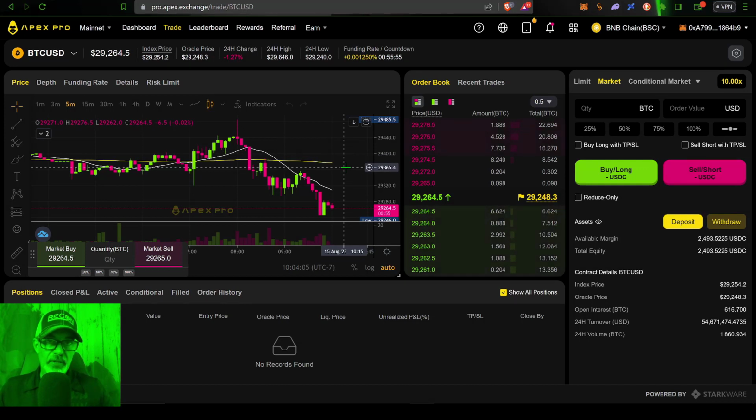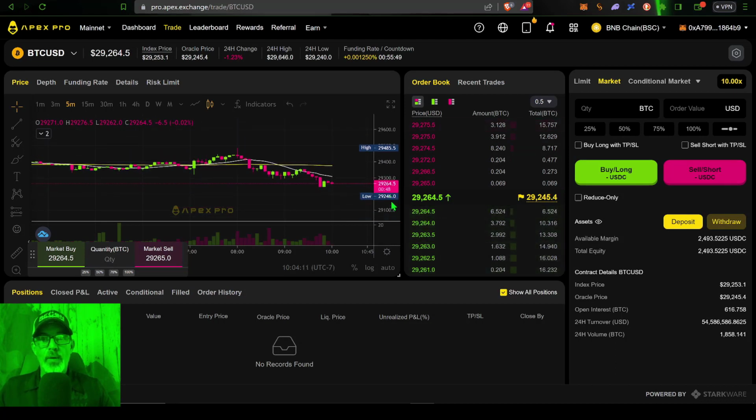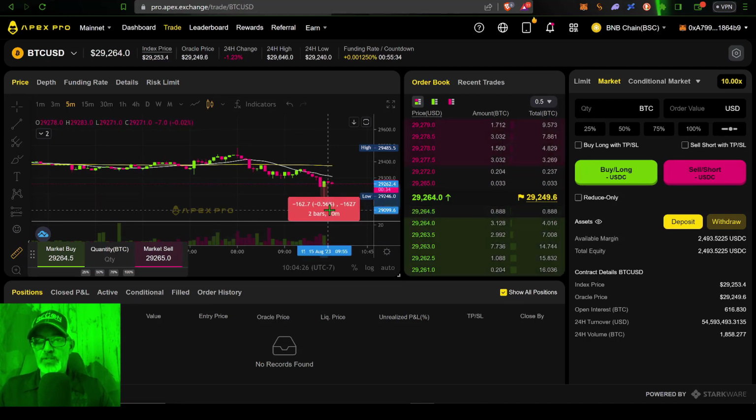But before I ever place an order, I always have a profit target and a stop loss target. And so my profit target is going to be somewhere down around that 29,000 level. And that would be about a 0.5% move. Now with 10x leverage, I'm using 10x leverage over here, that would actually be a 5% winner.